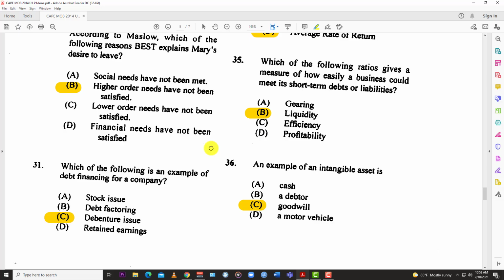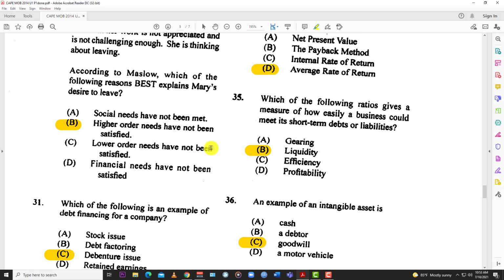So the best answer here is debenture issue, right? A debenture is basically an IOU. Somebody gives you money, and you say that you're going to return that money with interest in a certain period of time, and so you owe the person. That's debt right there. So that's debt financing right there.